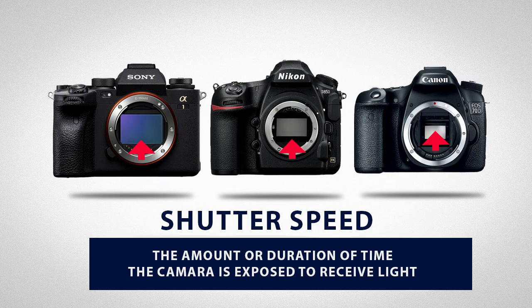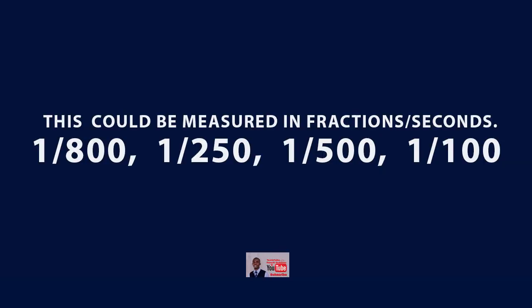Now let's look at it this way. Whenever you take a photograph, your shutter, which is that you detach your lens, there's that mirror-like stuff inside. Some cameras have the mirror, some don't. However, the period of time that the shutter is exposed to receiving light is measured in seconds and fractions. So we have those measurements like 1 over 800, 1 over 250, 1 over 500, 1 over 100.